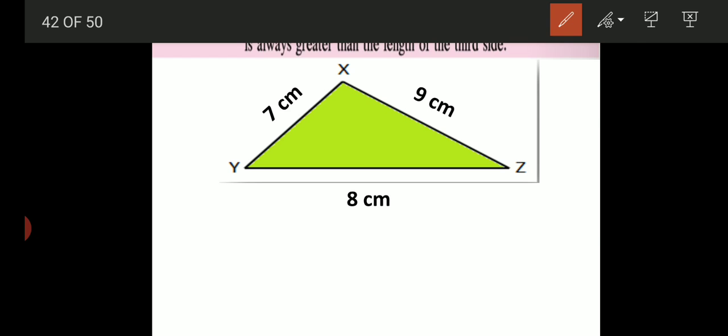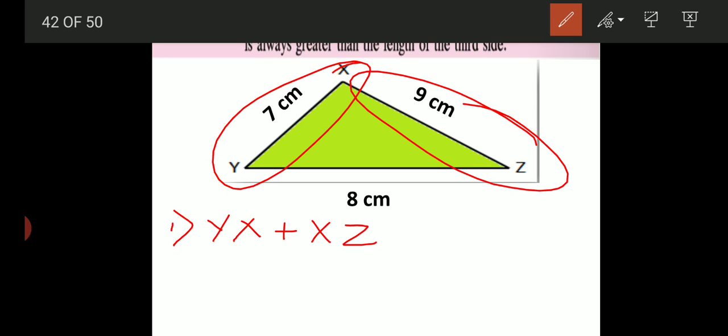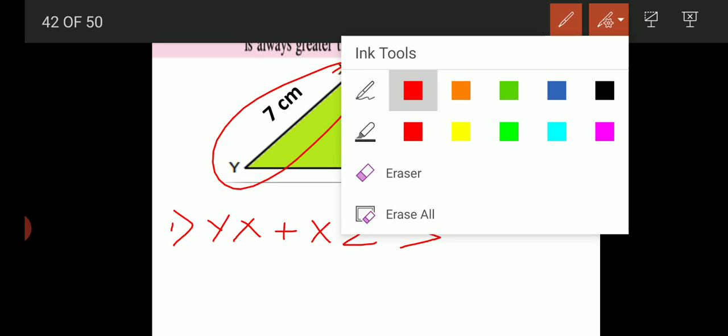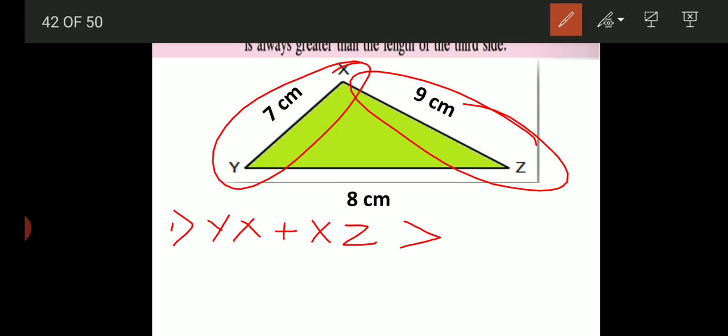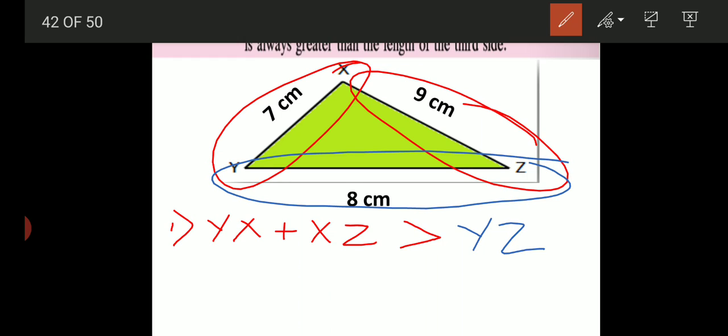So if I take the side value, that is, first I am taking side XY plus I am taking side X and Z. So I am taking this and this side, I am adding the two values, which will always be greater than the third value. Now the third value over here is which one? I'll just highlight with blue. That is YZ. It should be greater.